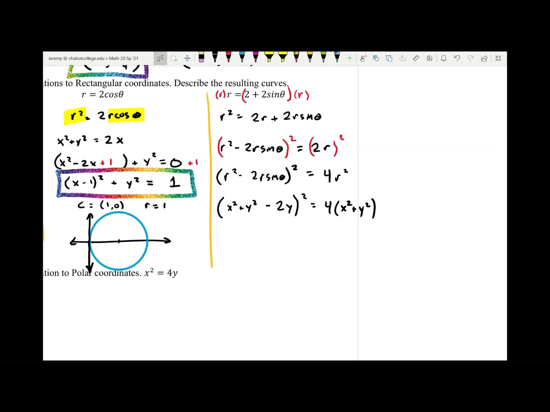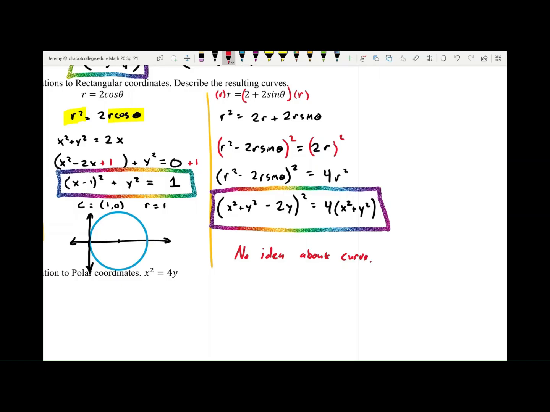Okay, so simplifying this would involve probably multiplying that whole thing out on the left and doing a bunch of stuff that wouldn't really be that helpful to us anyway. I would call this a lost cause, just because it's such a complicated equation. So this second part, okay, let's describe the resulting curve. I have no idea what type of curve this would be, right? So I'm just going to say no idea about the curve.